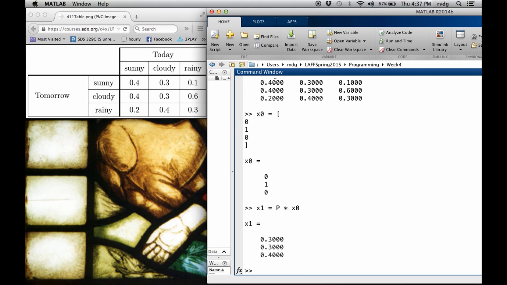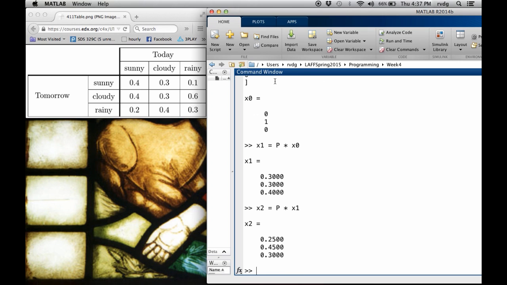And x1 now is the vector that tells us that there's a 30% chance of it being sunny tomorrow, 30% cloudy, and 40% rainy. If we want to go to the day after tomorrow, then we take the predictions for tomorrow and multiply those by the transition matrix. So x2 becomes P times x1. That's the vector that tells us what the various probabilities are for the day after tomorrow, day 2.